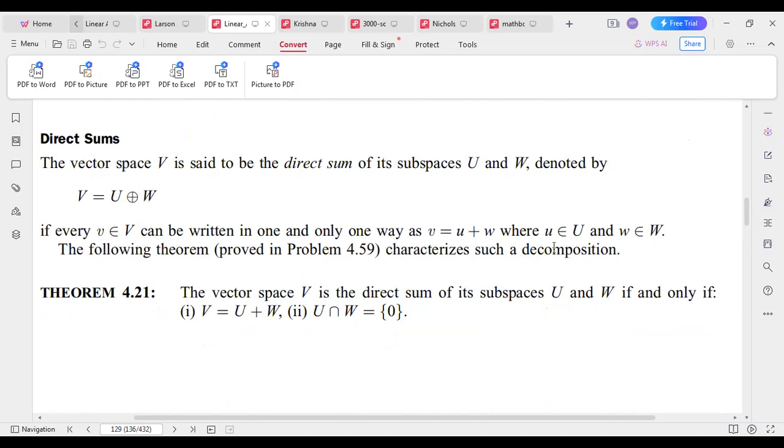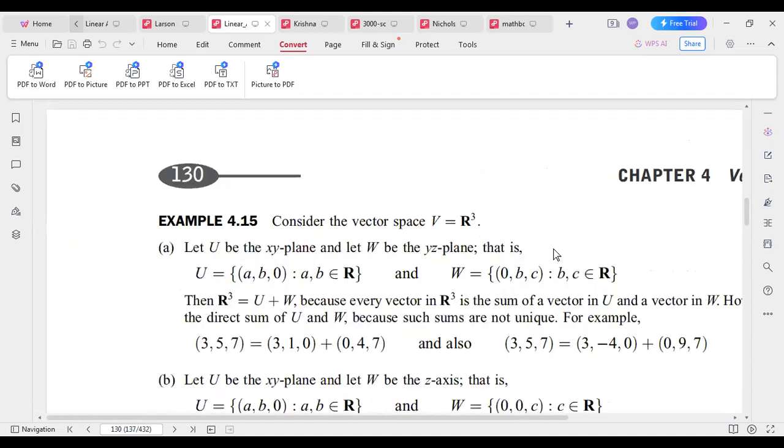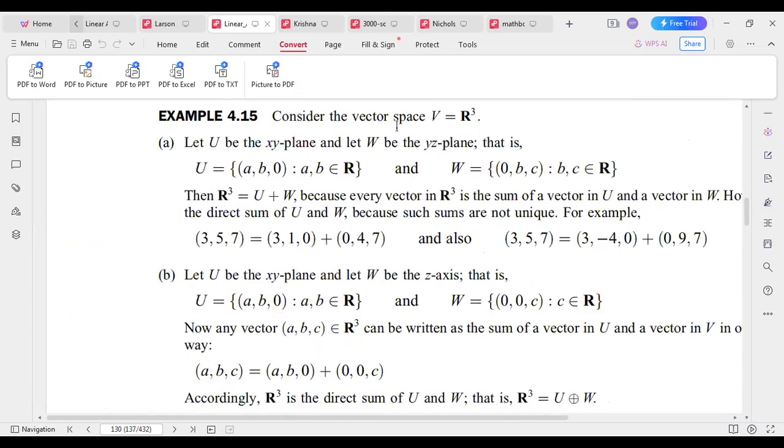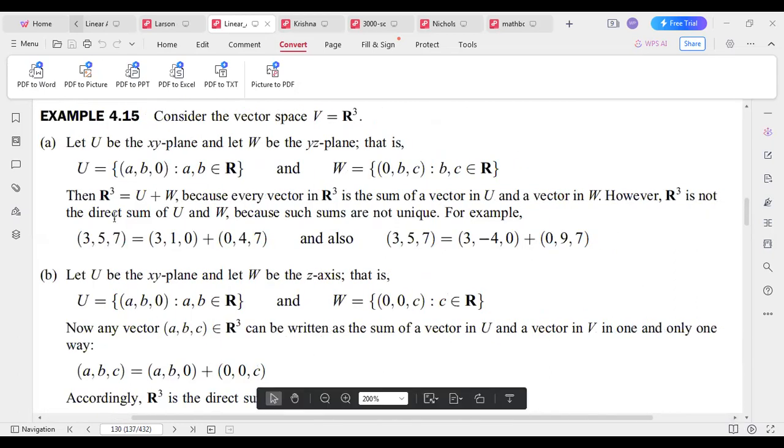So in that case, we can give some examples. Suppose we consider the vector space V equals R3. Let U be the XY plane and let W be the YZ plane. That is, U equals the XY plane, where a, b belong to real numbers, and W equals the YZ plane, where b, c belong to real numbers. In R3, we can write U plus W because every vector in R3 is the sum of a vector in U and a vector in W.